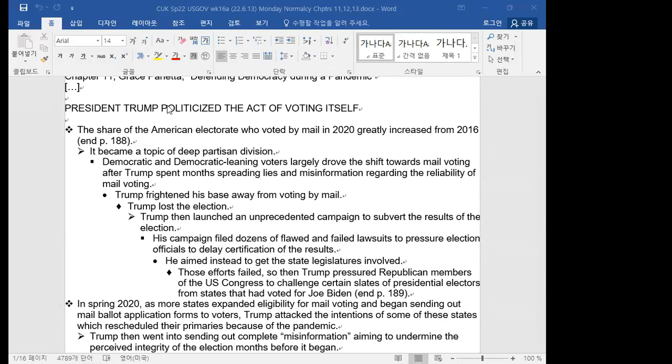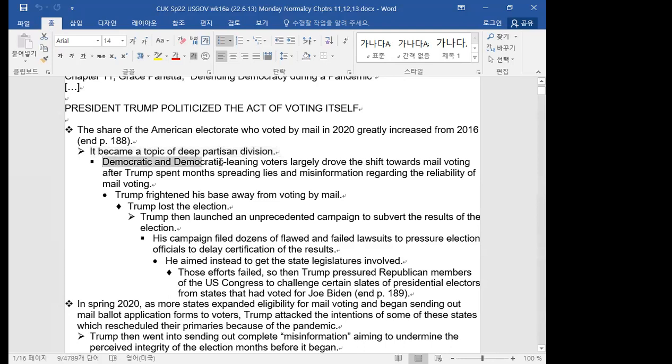And so these notes start off with that President Trump politicized the act of voting itself. Again, this is the claim of Trump that with this great increase in voting by mail due to the pandemic, this is the source of fraud, or supposedly the way by which the stealing of the election from him occurred. It became a topic of deep partisan division. Again, 40% of Republicans, people who self-identify as Republicans, deny that Joe Biden won fairly, and believe that Donald Trump won and the election was stolen from him.